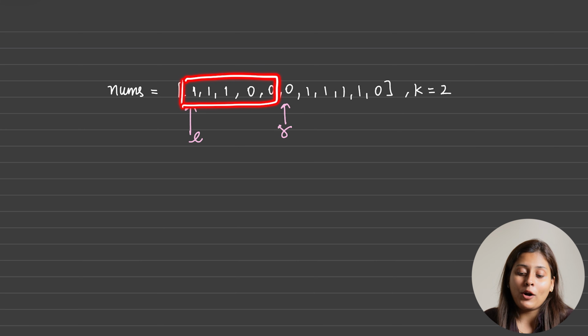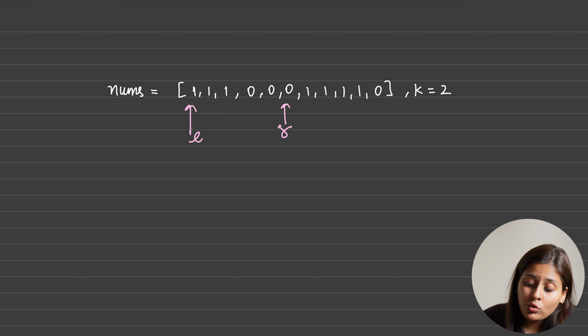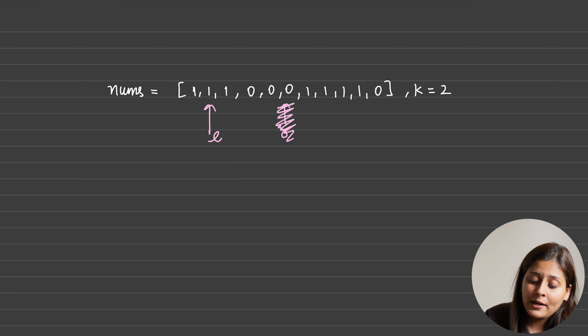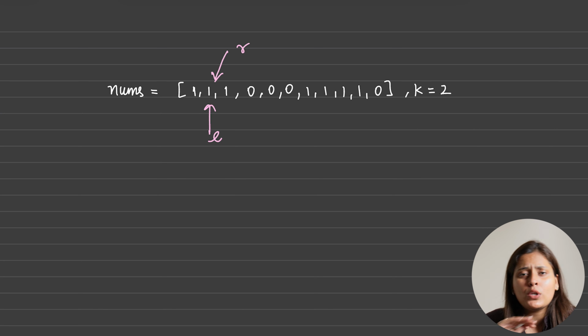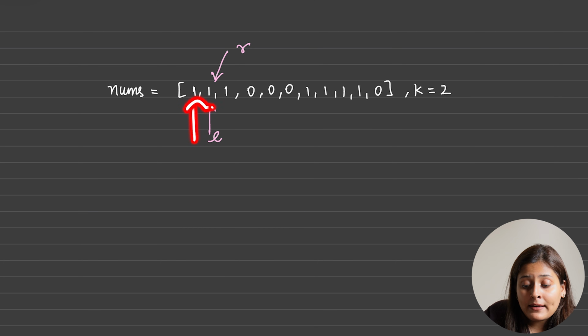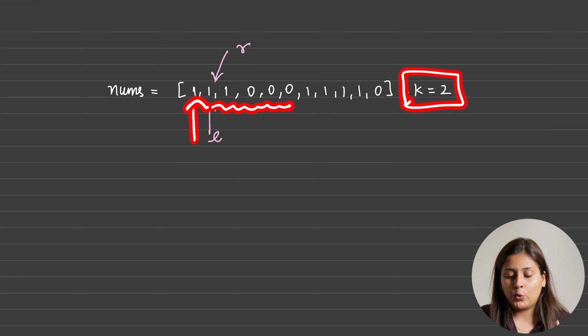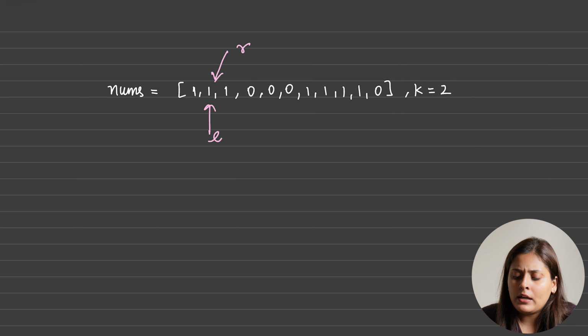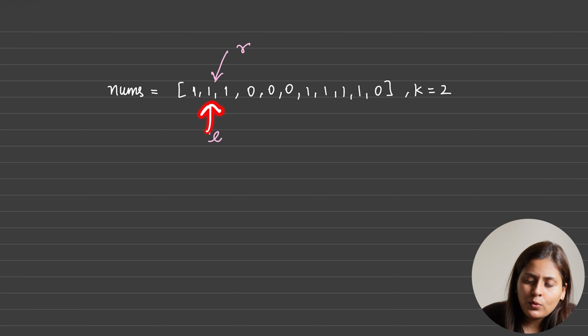Correct? So now what will we do? Again we would like to move our left pointer ahead, and again I want to start my right pointer from the same location and do the same calculation. Correct? So for every left pointer I will run my right pointer until the k number of flips are done. If it will be more, then again I will start for a new left pointer.